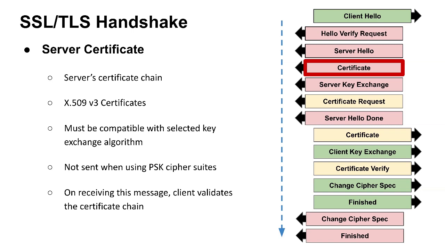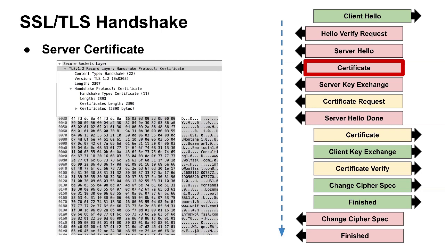This is not sent when using PSK or pre-shared key cipher suites, since we won't be using public key algorithms during those connections. And when the client receives this message, it validates the certificate chain on its side and goes through the authentication of the server. This is what the server certificate might look like in Wireshark. You can see this one has a length of 2,393 bytes. And you can expand out the certificates section there, and you'll be able to see all the details that you would expect in the certificate.